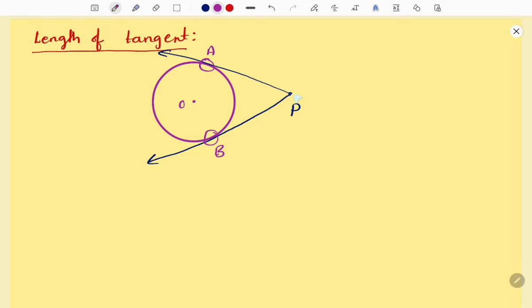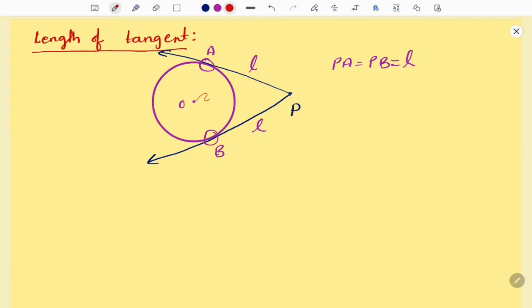Now here PA, PB are called the length of tangents. The length of the tangent can be denoted with the letter L. So PA equal to PB is equal to the length of the tangent L. Yes, these both are equal. Already in the previous part we discussed that the lengths of the tangents from an external point are equal. So PA, PB is equal to L. What is L? Length of the tangent.